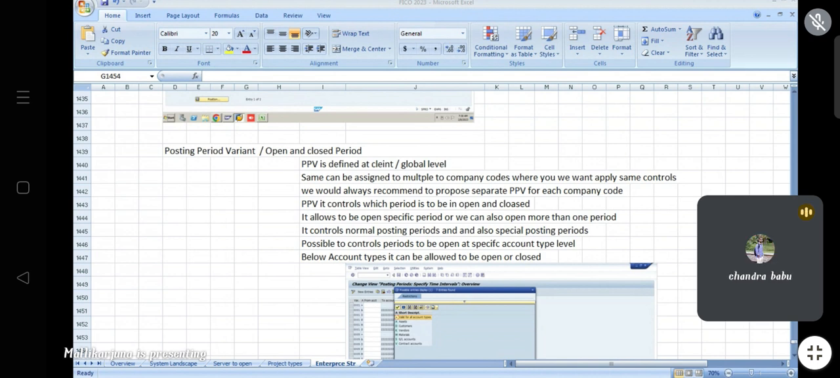I think your screen got frozen. You're showing SAP.